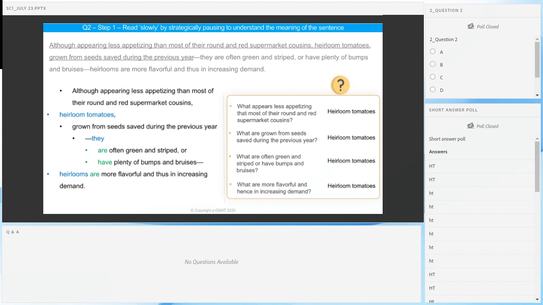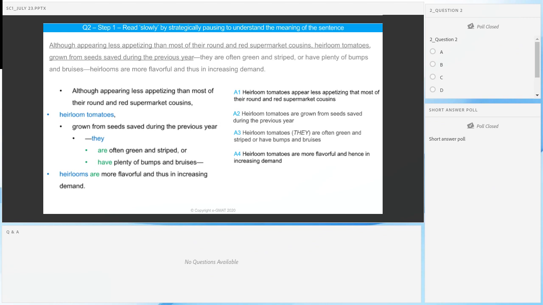Now, here I want you to focus on one more logical aspect of the sentence. When we started off talking about this sentence, we said that I see a contrast presenting information, right? If I go to my next slide, you see that I have identified these various pieces of information about heirloom tomato as A1, A2, A3, and A4. I want you to tell me which two points have been contrasted in this sentence. A1 and A4, okay? You'll have to mention two points, 1 and 4. 1 and 3, nope, that's not right. Think about it. What is the author saying?